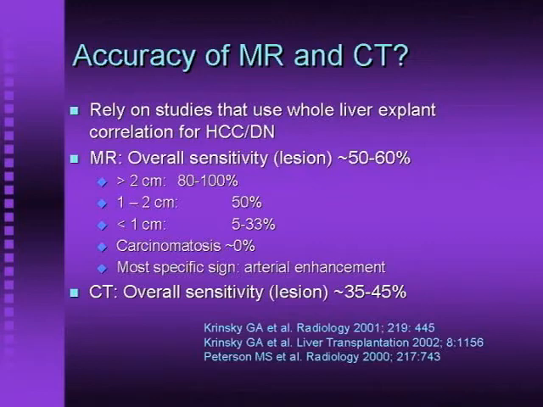So if the lesions are over 2 centimeters, we're pretty good, 80 to 100% depending on the study that you look at. If the lesions are 1 to 2 centimeters, we only detect about half of these. And if they're less than 1 centimeter or in the setting of carcinomatosis, we're really pretty bad. Similar results actually have been found, slightly lower but very similar, with CT on a lesion-by-lesion basis.